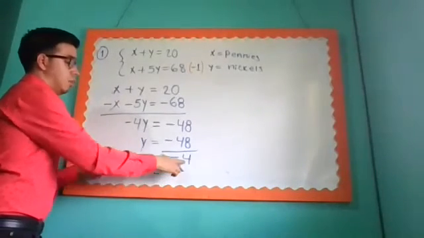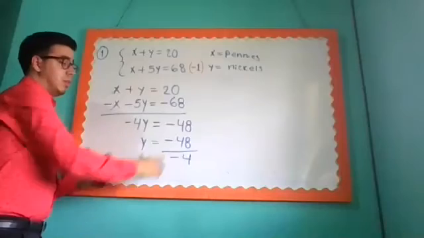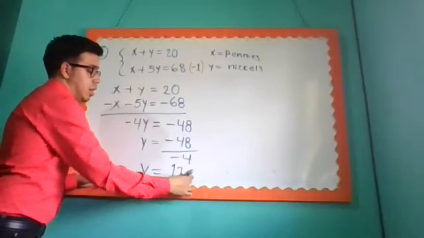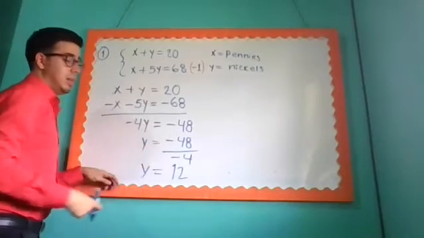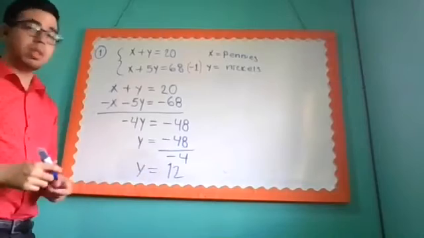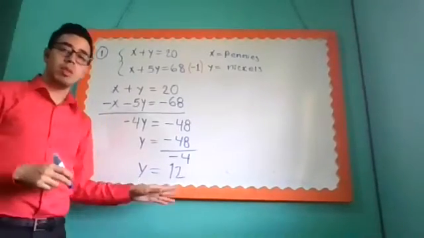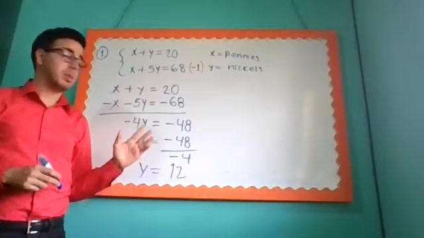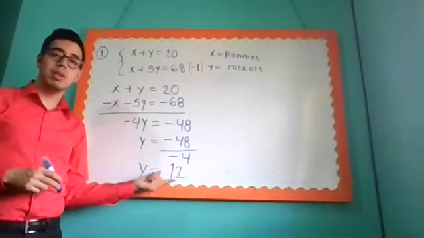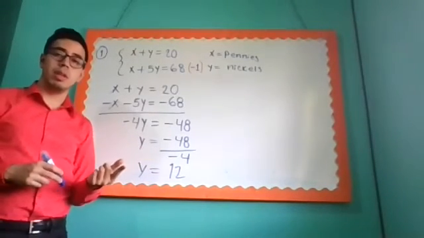Then one number that multiplied by 4 is equal to 48 is 12. And negative divided by negative is going to be positive, so I obtain positive 12. Okay? We have the value for the first variable, then what we need to do is use this value to obtain the other value. Okay?